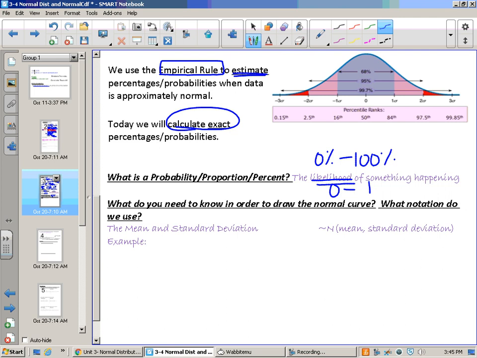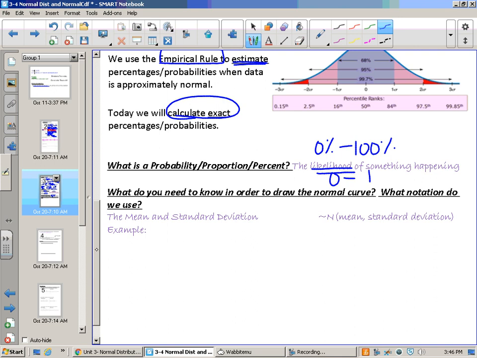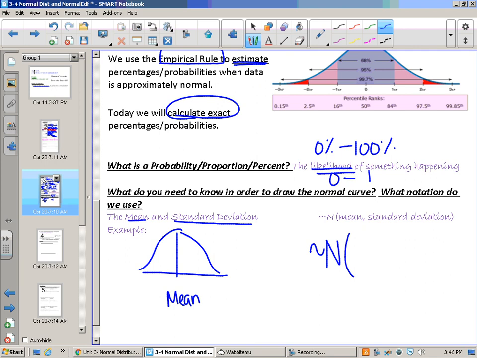Okay. What do you need to know in order to draw the normal curve? Well, you need to know just the mean and the standard deviation. So the mean is always the center. We'll draw a generic curve. So we have the mean in the center, and this is usually our notation, approximately normal. And if we're talking about the weights of those Angus steers, the mean was 1152, and the standard deviation was 84.